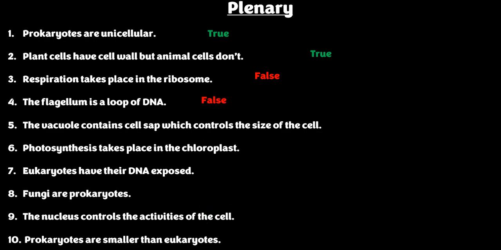The flagellum enables the bacterial cell to move. The vacuole contains cell sap, which controls the size of the cell. That is true. Photosynthesis takes place in the chloroplast. That is true. Eukaryotes have their DNA exposed. That is false. They have a membrane-bound nucleus. Fungi are prokaryotes. That is false. The nucleus controls the activities of the cell. That is true. Prokaryotes are smaller than eukaryotes. That is true. See you in the next one.